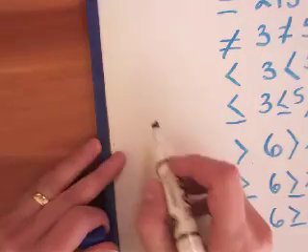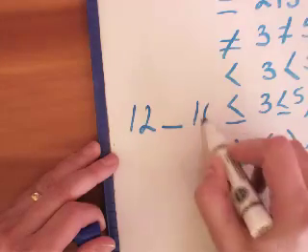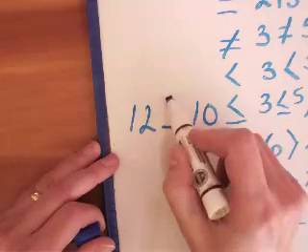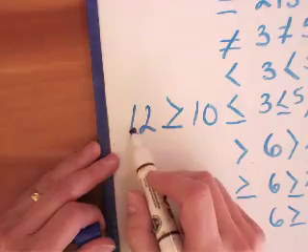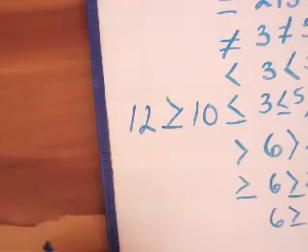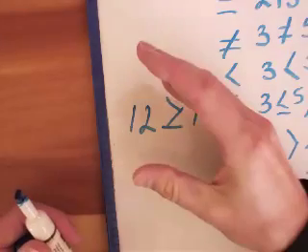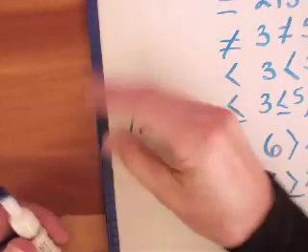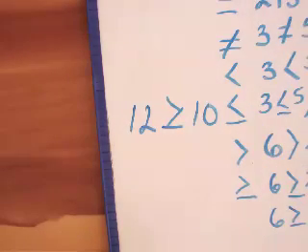Like we might have something like a 12, and then a blank, and then a 10 or something like that. And we would write the symbol like that, meaning that the 12 is larger than 10. You might remember from grade school that your teacher may have told you there's like a crocodile mouth, and the crocodile always wants to eat the larger number. So it's going to eat the 12 and not the 10. Just a little easier way to remember that.